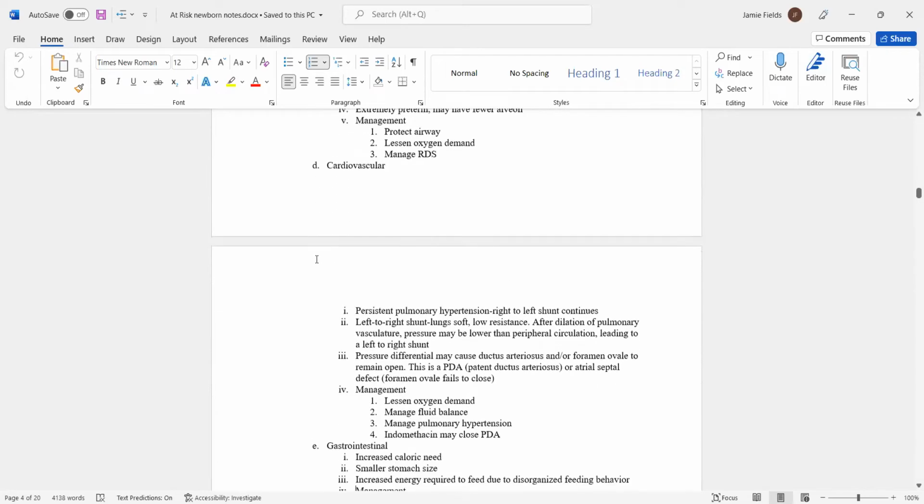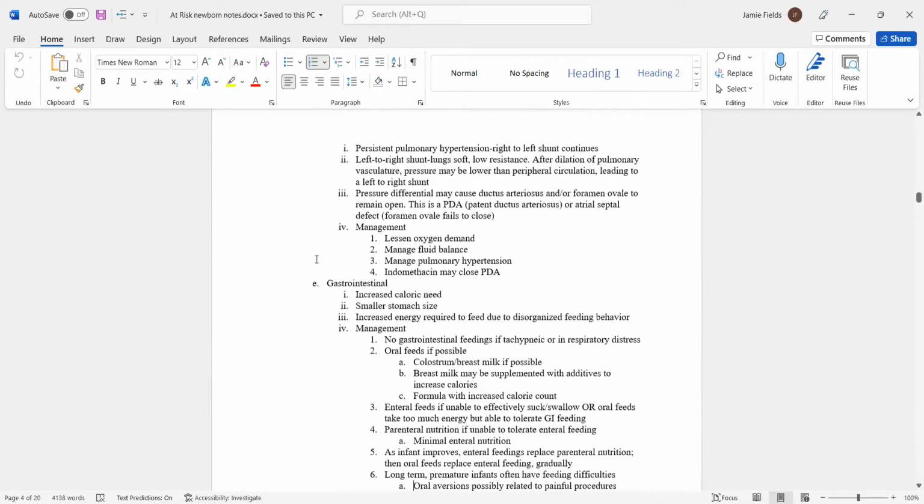Okay, cardiovascular. I want you to think about how prematurity affects the cardiovascular system, and think somewhere around 30 weeks. Fragile vessels. So what if they still have shunts? They still have blood going from one side to the other because the pressure doesn't even out. So those openings still stay open: the ductus arteriosus and the foramen ovale.